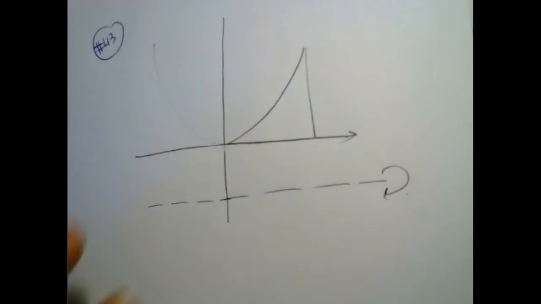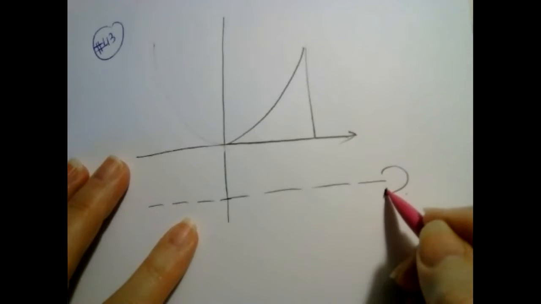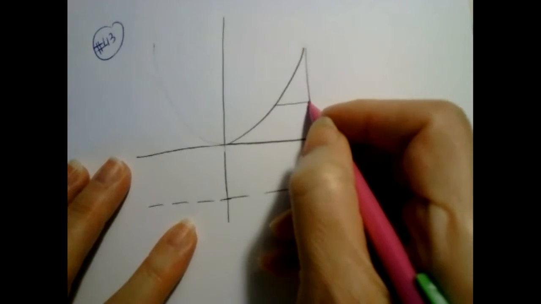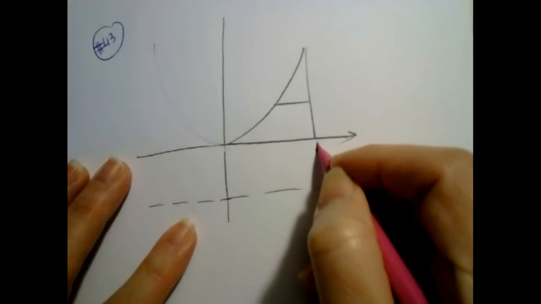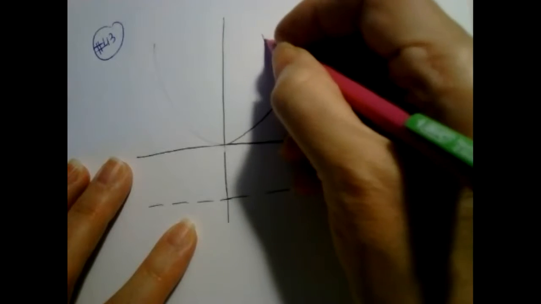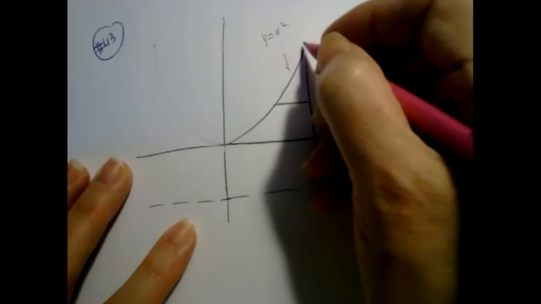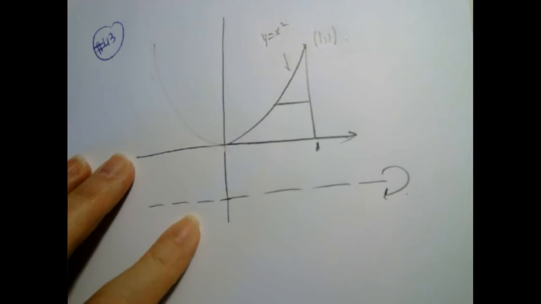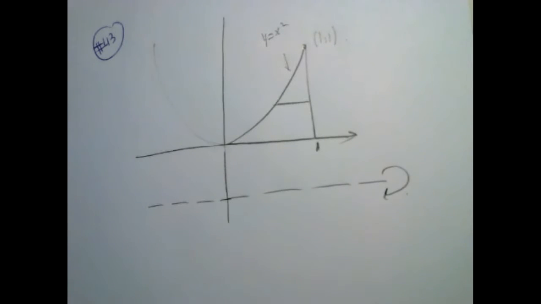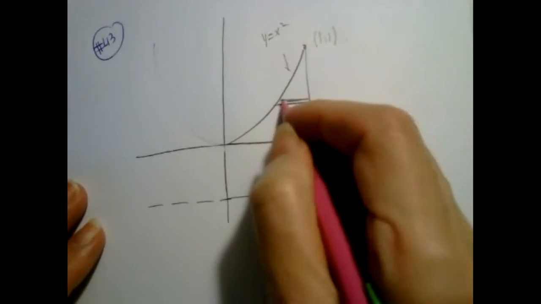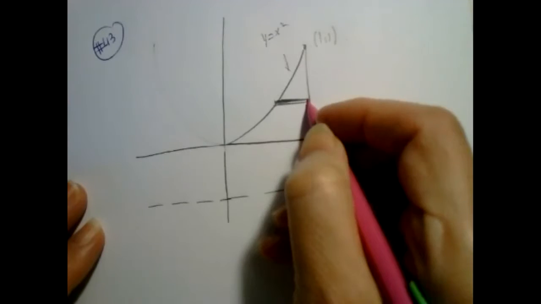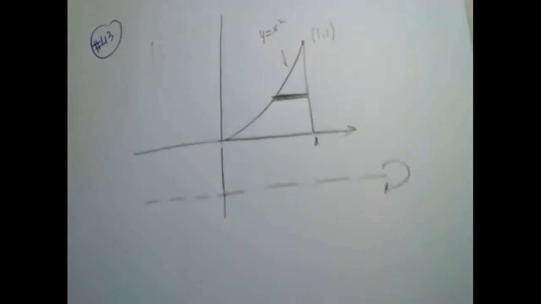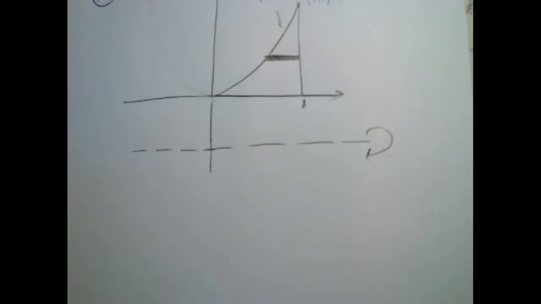All right. So the shell method means that we have to take slices. First, this is equal to 1. This is the graph y equal x squared. So this point right here has to be 1, 1, okay? So the shell method means we have to take slices which are parallel to the axis of rotation. So these are my slices. Okay. And we're going to rotate a typical slice.